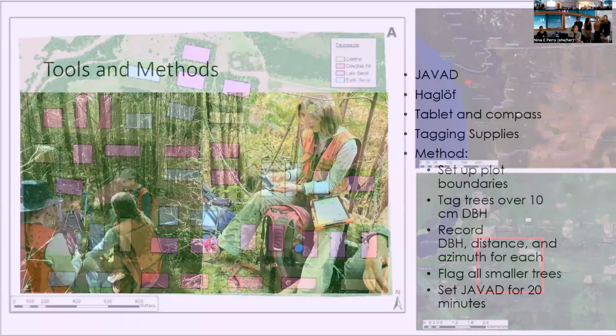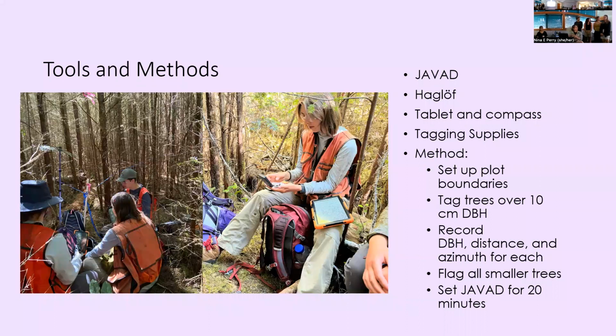All right, tools and methods. Going back to our Javad, we used our GPS again in this study to try to georeference all of our findings. We used our Haglöf just to georeference all of the trees in reference to the center point of each of our plots. We used a tablet and compass because we got lost pretty frequently. Since the forests are so dense, it's pretty hard to find our way around.